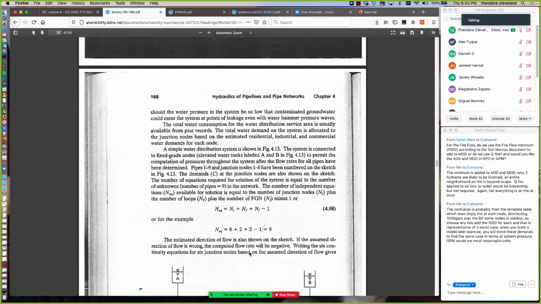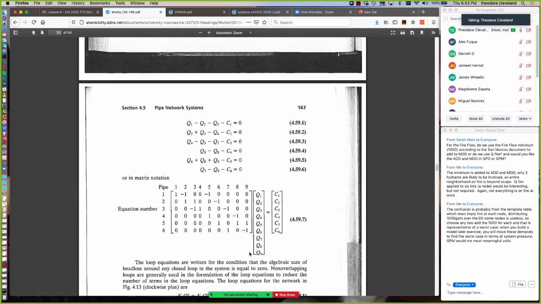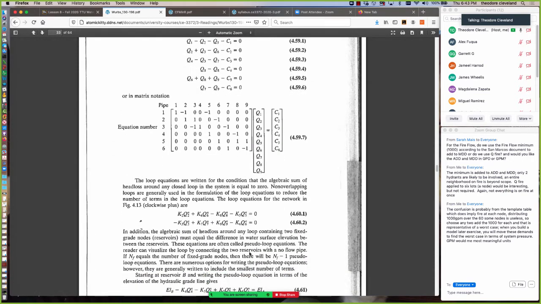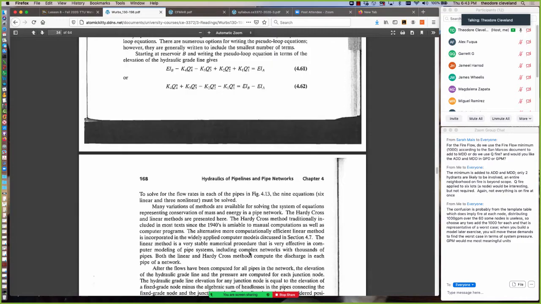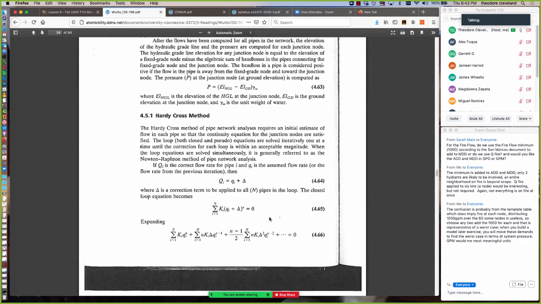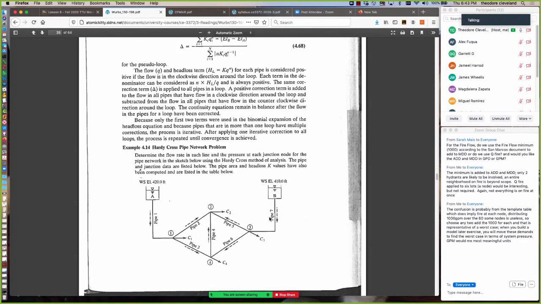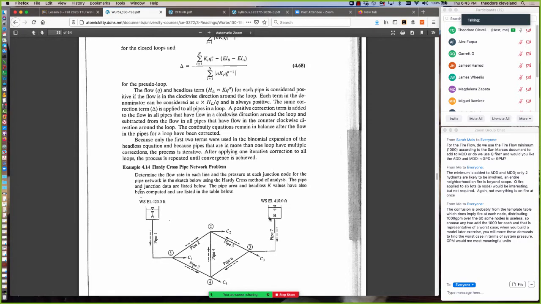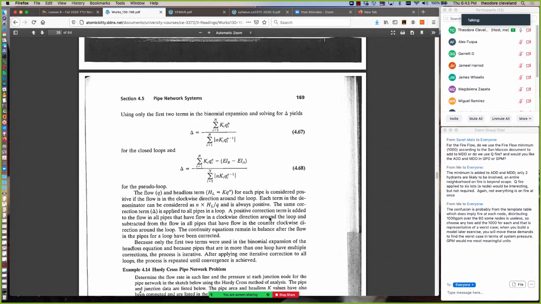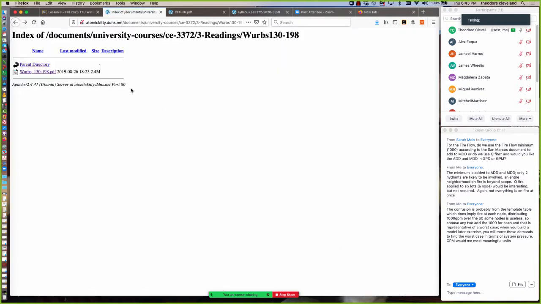There we go. Network systems has an example, sets up the node arc incidence matrix. And yes, they do the Hardy Cross method, which is quite obsolete. The reason the method is obsolete, well, I'll get to that in the presentation part. So that one is worth reading.